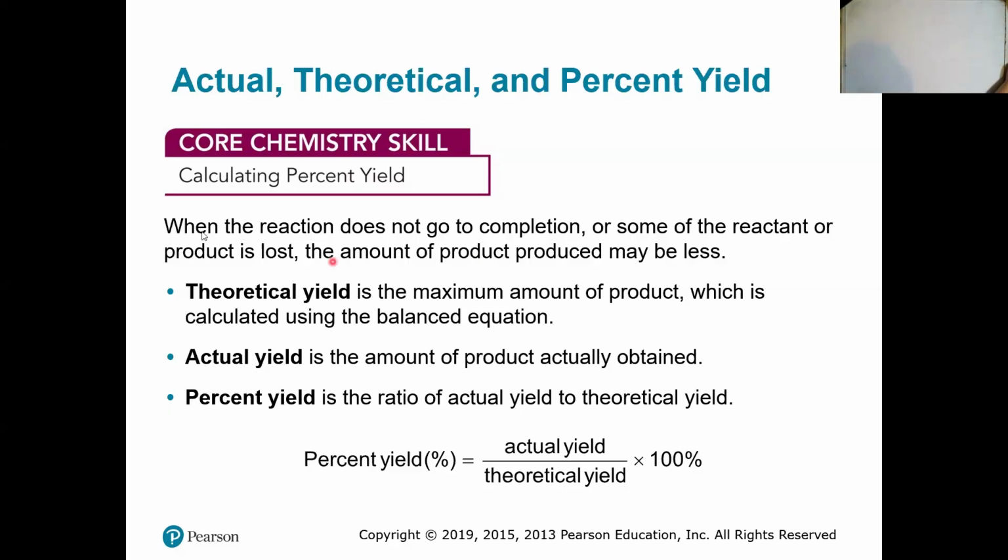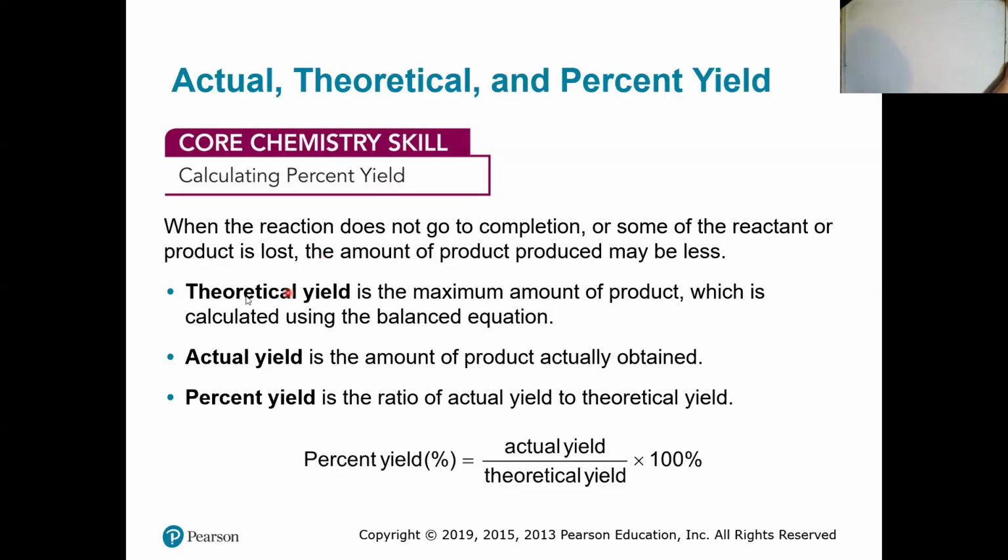When you're doing a reaction in lab, you're going to see that a lot of times your reaction might not go fully to completion. Or maybe when you're doing some measurements, some of your reactant or some of your product gets lost. Or maybe you just take a mass measurement wrong. There are a lot of things that can happen that leave you with a product amount that you measure at the end that is not as high as you would expect it to be.